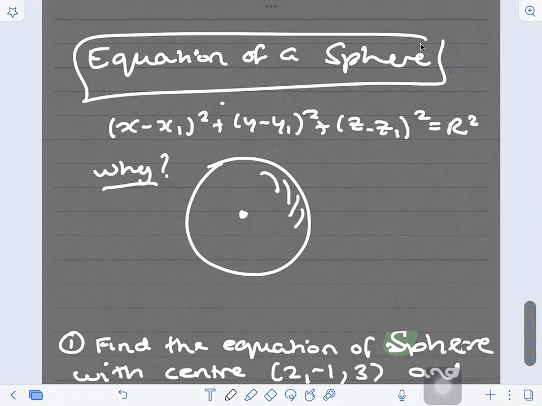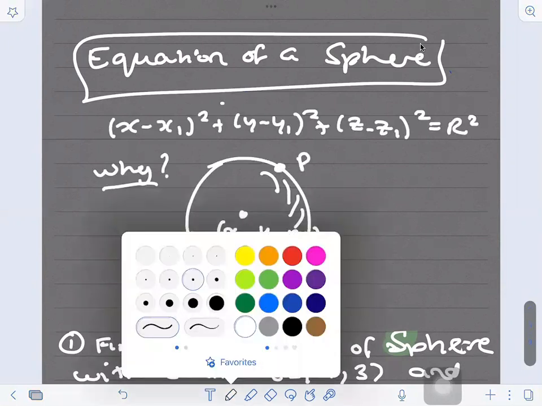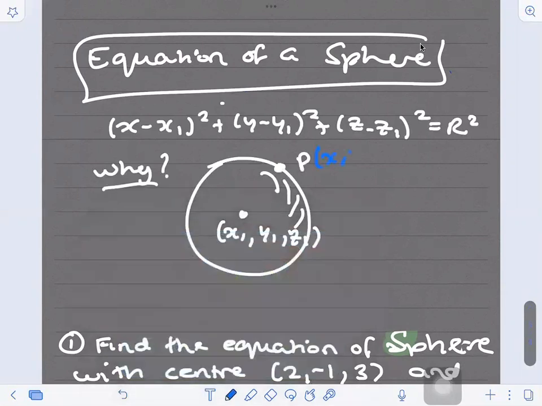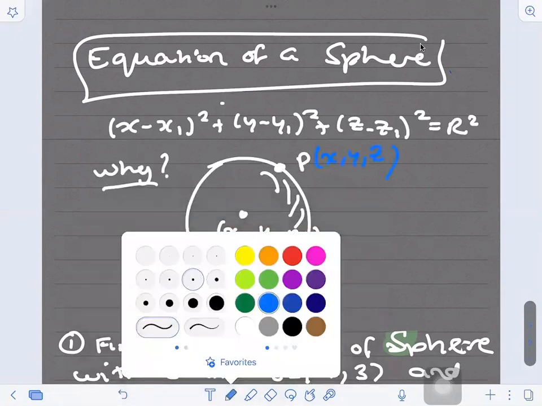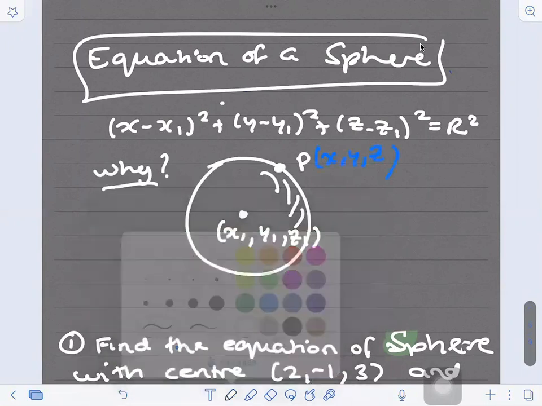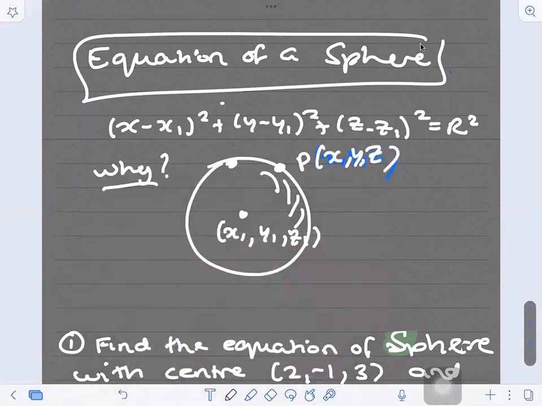sphere and its center is (x1, y1, z1), and you have any point that lies on that sphere, we'll call it (x, y, z). Then wherever that P goes, anywhere on that sphere, its distance to the center is equal to the radius r.